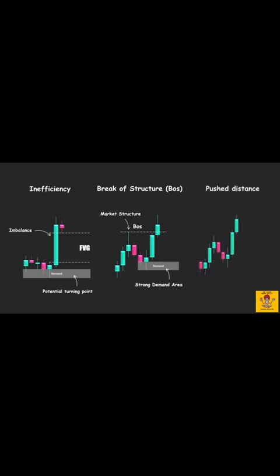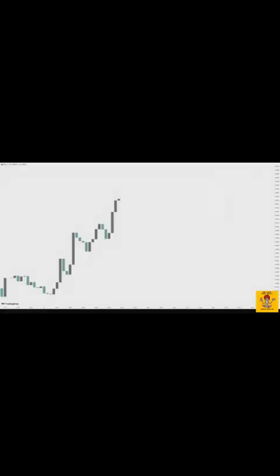The push distance refers to how far price moves away from the zone before returning. A larger push distance often signals a more significant rejection, making the zone stronger. By considering all these factors together, you can more effectively identify high-probability supply and demand zones for your trades. Here is an example of a high-quality demand zone.